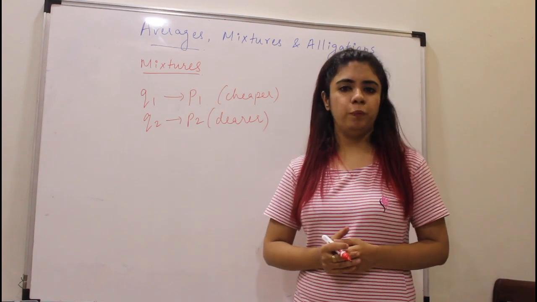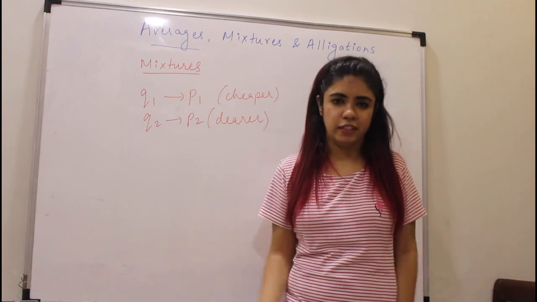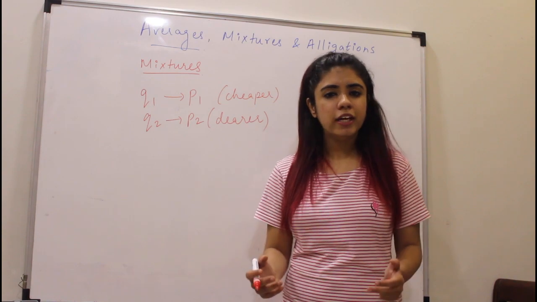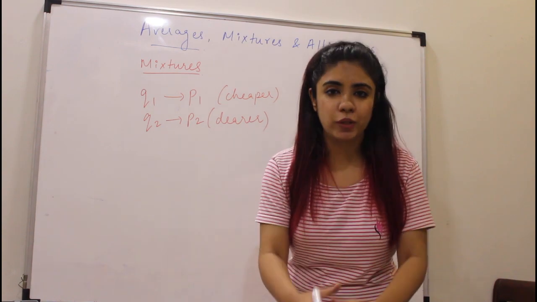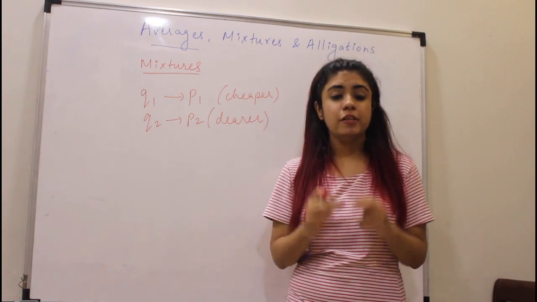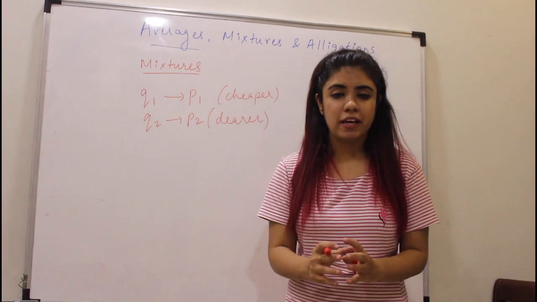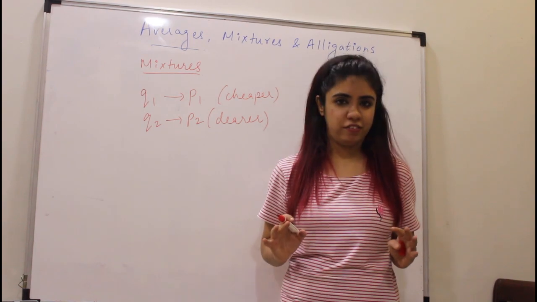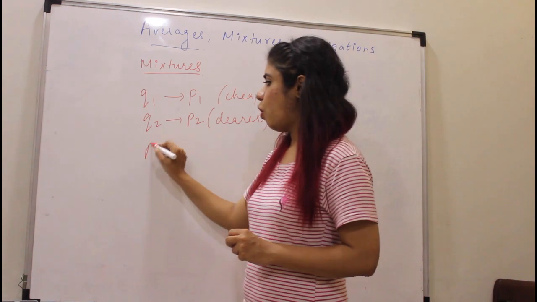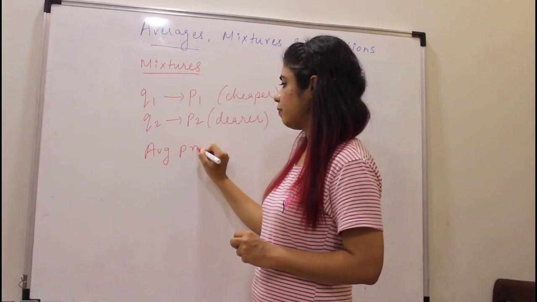Now what did I do? I got so much rice as my birthday gift. मैं करूँ क्या? What did I do? I mixed the two rice together. Now the question is, what is the average price of the mixture I have? ठीक है? Average price of the mixture.